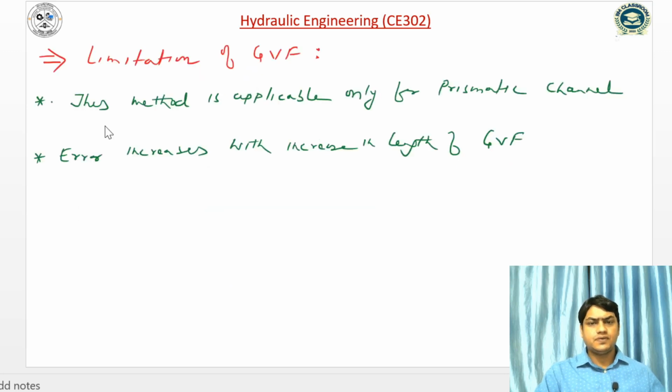This is the limitation of the gradually varied flow. So this method is applicable only for prismatic channel, and error increases with increase in length of gradually varied flow.